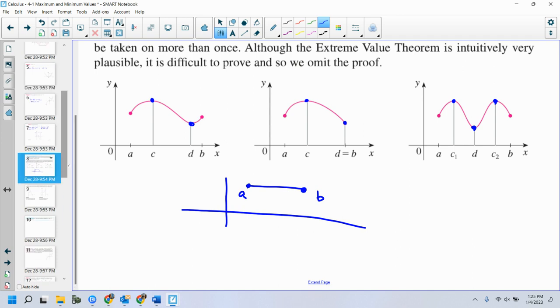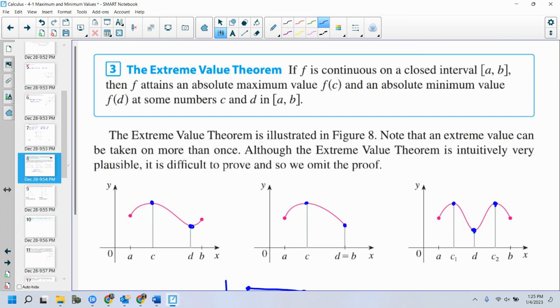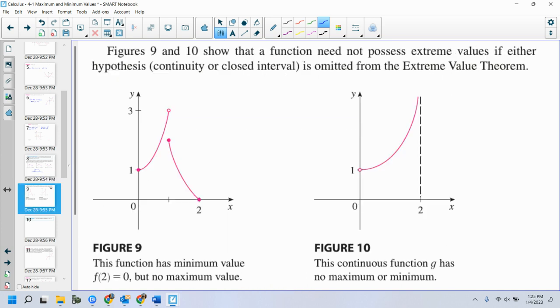Let's talk about when it's not continuous, because the premise of this theorem says that as long as f is continuous on a closed interval. So let's look at when it's not continuous, when it has a discontinuity, and when it's not closed. Take a look at this one, the first one.